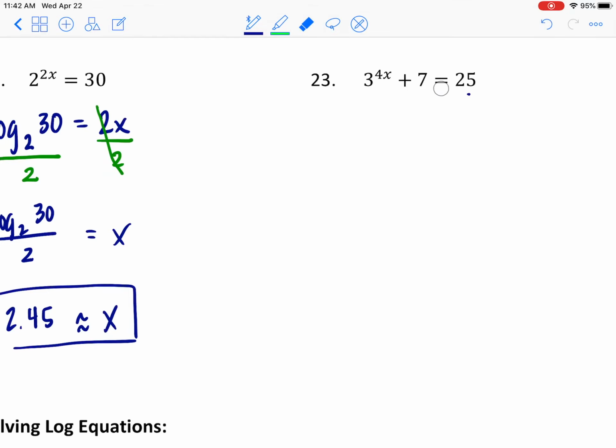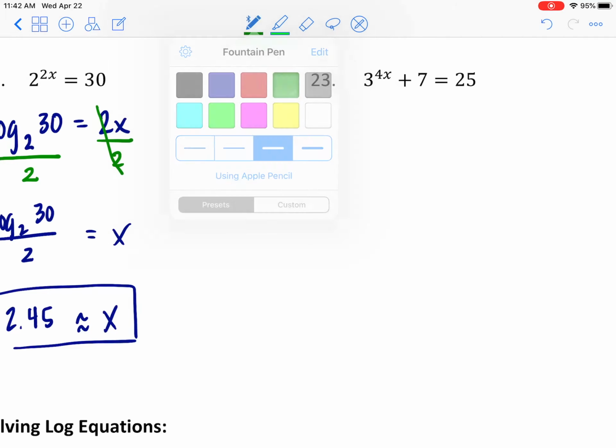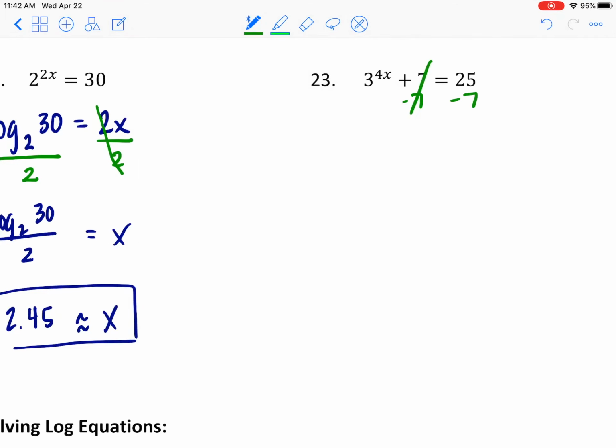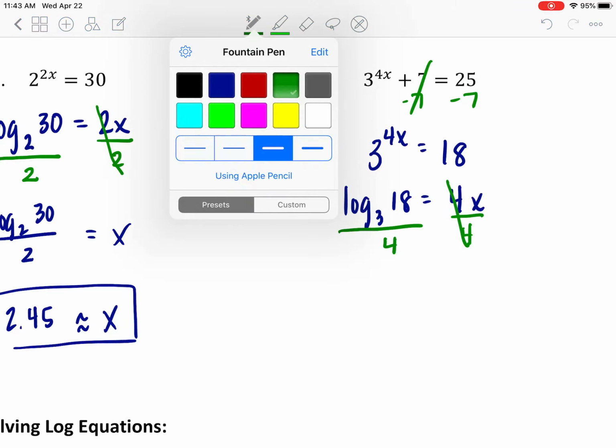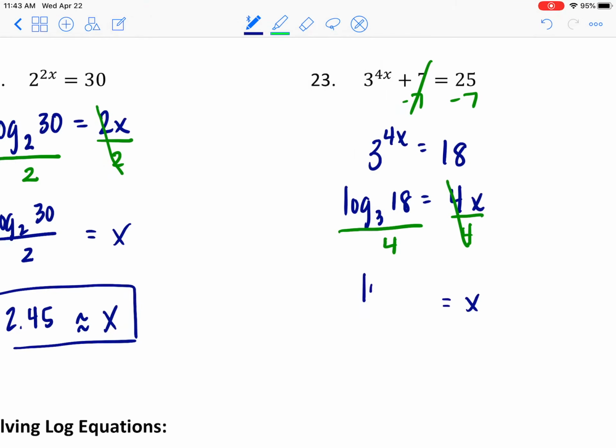All right, let's try again. Now this is sort of like the second one we saw. If I wanted to rewrite this in log form, I have a spot for the base, for the exponent, for the 25, but not for the 7. So I'm going to have to move the 7 first because it doesn't have a spot in the log form. So how do we get rid of a plus 7? Well, we subtract 7. So that's going to leave me 3 to the 4x power equal to 18. And now there's no exact power of 3 that makes 18, so I'm going to rewrite this in log form. So I have log base 3 of 18 equal to 4x.